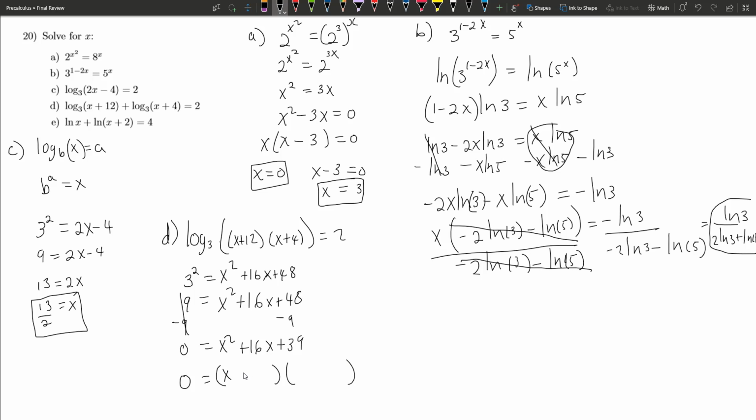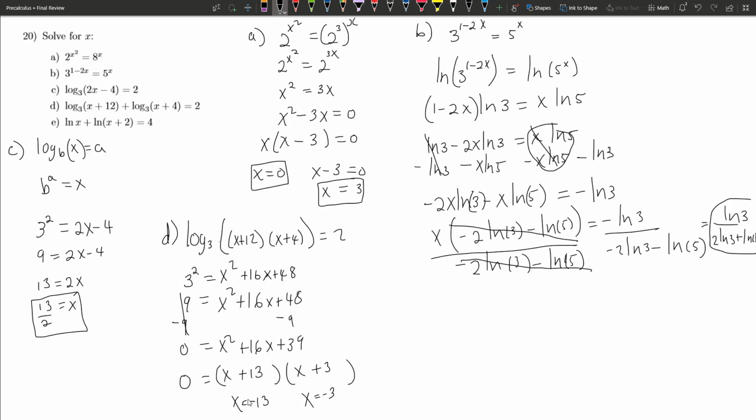x plus 13 and x plus 3. Let's just check it. The two numbers need to multiply to give you 39. 13 times 3 is 39. They need to add to give you 16. Yep, so that's right. So x is equal to negative 13 and x is equal to negative 3.